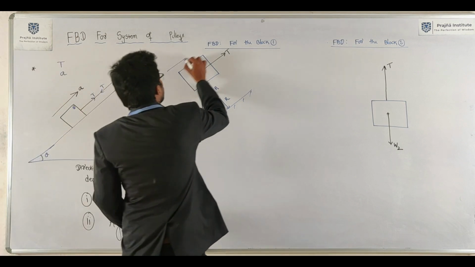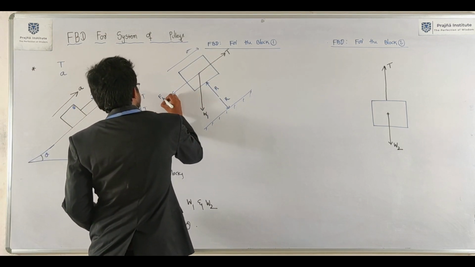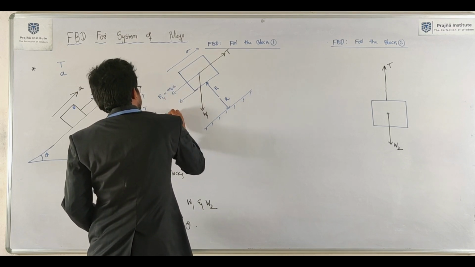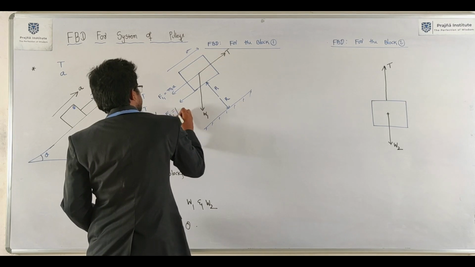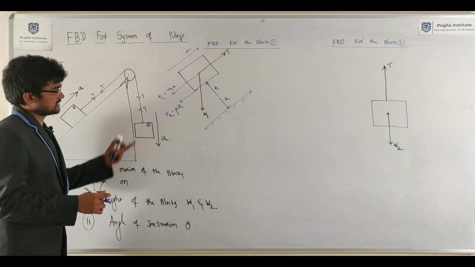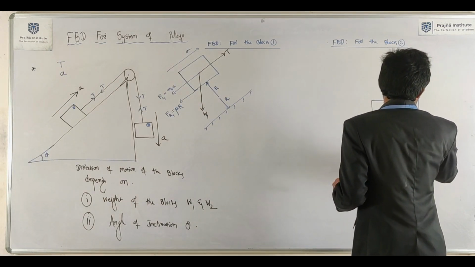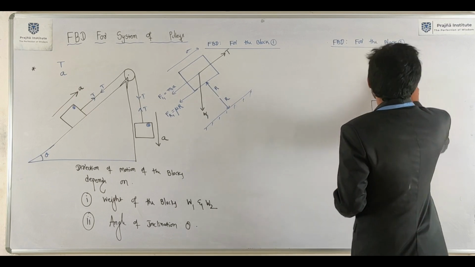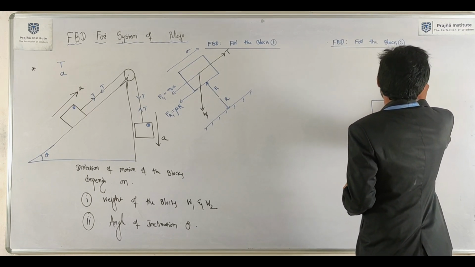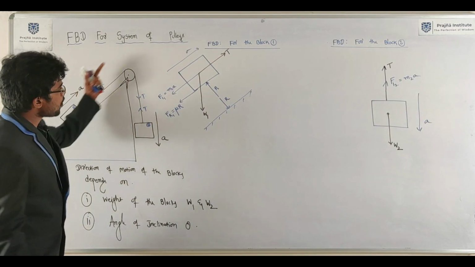Now incorporate inertia force equivalent to M1 into A. Frictional resistance equivalent to mu into R. Now we are having only one reaction, that is R. Here, it is assumed to be moving downward, so the inertia force is M2 into A. If it is moving down, it should move up.